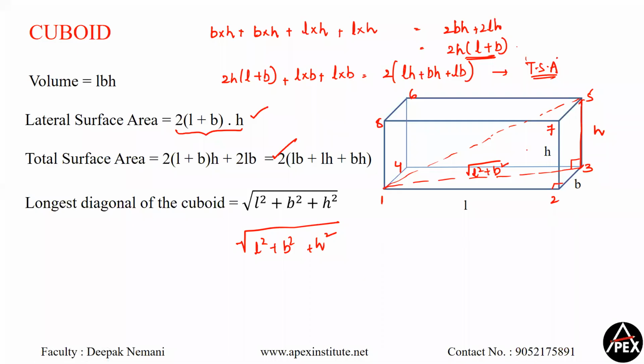Now 1, 3, 5 is a right angle triangle. Root over L square plus B square is one side, H is another side. Then what will be the length of the hypotenuse? Under square root, L square plus B square plus H square. Perfect. Clear? Any doubts? Quick responses. No. Okay, so moving ahead.